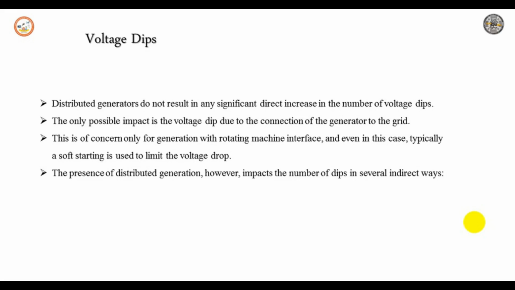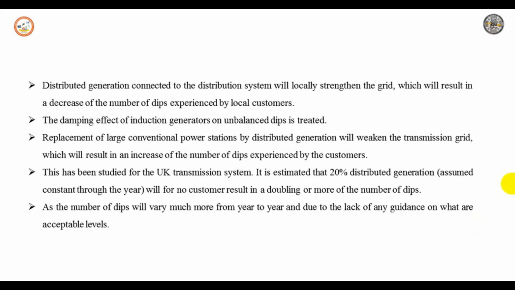The presence of distributed generation, however, will impact the number of dips in several indirect ways. So let us see what impacts are made in an indirect way. Distributed generation connected to the distribution system will locally strengthen the grid, which will result in a decrease in the number of dips experienced by local customers. We will consider this impact in more detail.